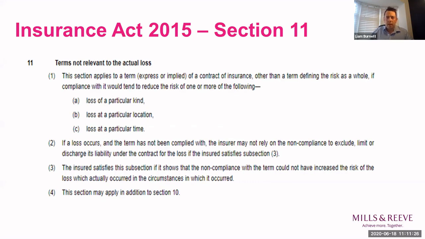When it comes to Section 11, here we're talking about all risk mitigation terms. So that might be CPs, bare conditions, or warranties. In short, it's any term where compliance would tend to reduce the risk of a loss of a particular kind, or loss at a particular location, or loss at a particular time. Now, such terms exist to limit the insurer's liability, but usually they would also, where complied with, tend to reduce the risk of a particular peril occurring.